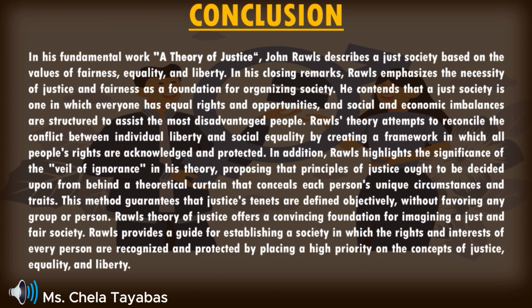In addition to that, Rawls highlights the significance of the veil of ignorance in his theory, proposing that principles of justice ought to be decided upon from behind a theoretical curtain that conceals each person's unique circumstances and traits. This method guarantees that justice tenets are defined objectively without favoring any group or person. Rawls' theory of justice offers a convincing foundation for imagining a just and fair society. Rawls provides a guide for establishing a society in which the rights and interests of every person are recognized and protected by placing a high priority on the concepts of justice, equality, and liberty.